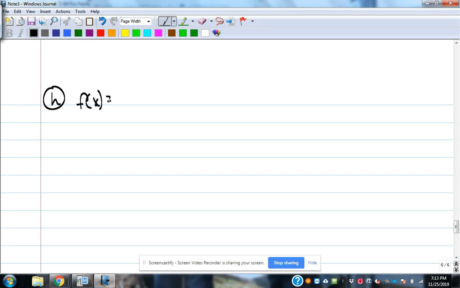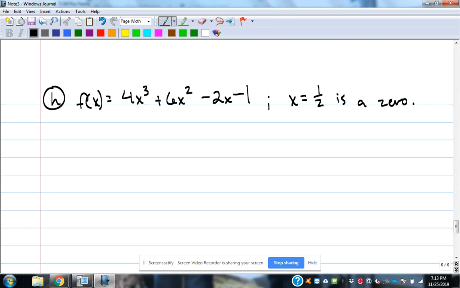F of x is equal to 4x cubed plus 6x squared minus 2x minus 1. x equals 1/2 is a 0. So they're throwing a fraction at us. That's okay. They're being nice. They gave us a 0. So we know that if we do synthetic division with that 0, we're going to get a remainder of 0. I'm going to put the 1/2 on the shelf and start breaking that polynomial down.